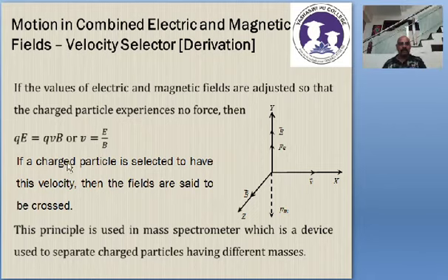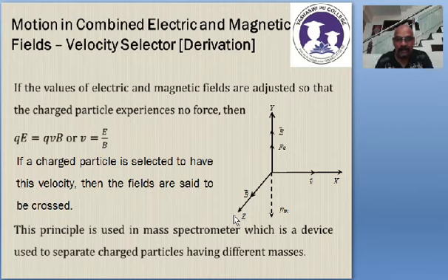so this V is equal to E divided by B. If a charged particle is selected to have this velocity, then the fields are said to be crossed fields. That's what I told you, no? This principle is used in the mass spectrometer, which is a device used to separate charged particles having different masses. Okay, so this is the velocity selector.